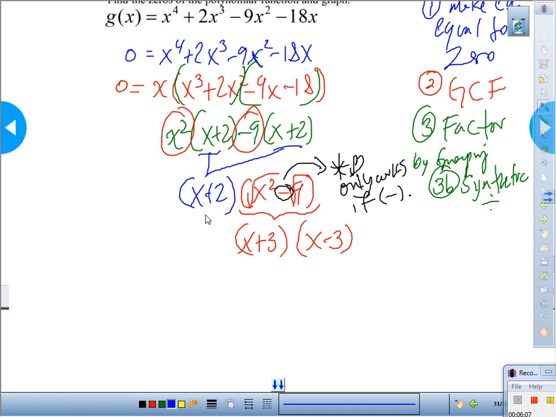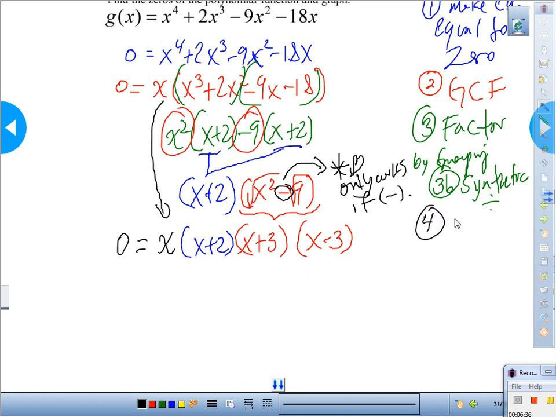Here it goes. Bring this down. X plus 2. And also don't forget about who? The BFF. Bring it down. X equals 0. Are we there so far? Yes. All right, so let's see the process. Step 1, make it equal to 0. Yes. Step 2, GCF, did we check that? Yes. Step 3, factor. Which two methods? Either by grouping or synthetic. Now that we have that, let's go to the last step.